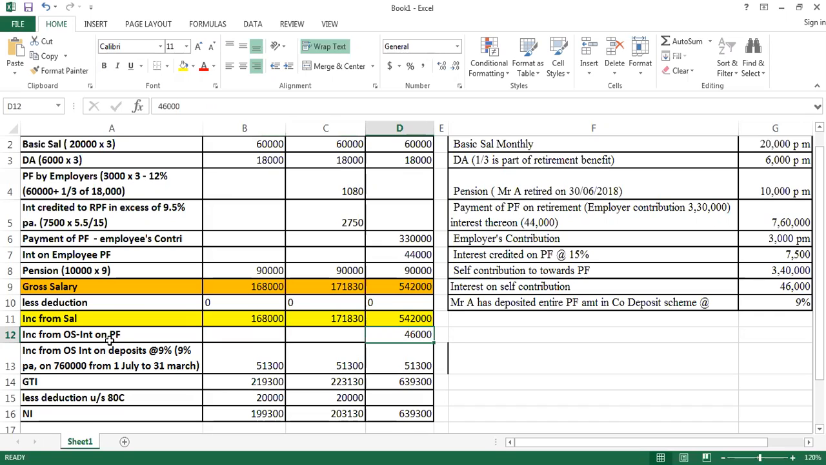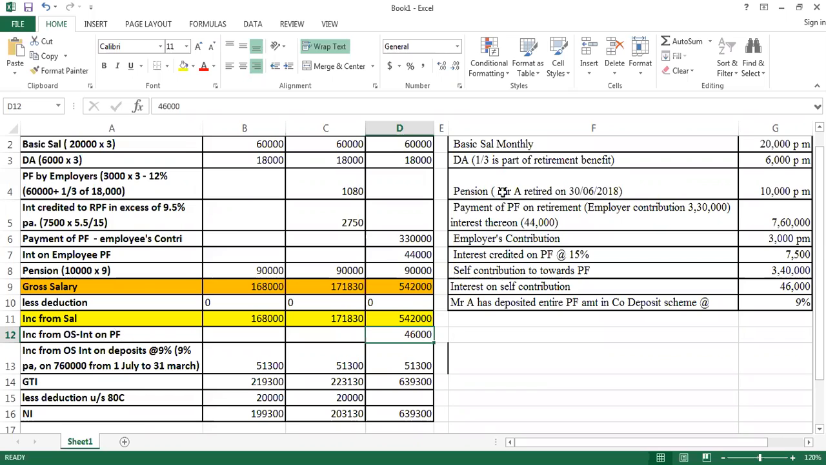Can you tell me why I did not consider it under the first two heads? Exempted, sir. Yes, any interest that you receive on your self contribution, if you are a statutory or a recognized provident fund, is completely exempted. But if you are an unrecognized provident fund, it is going to be taxable. That is the reason only in the last column I have mentioned 46,000 rupees.